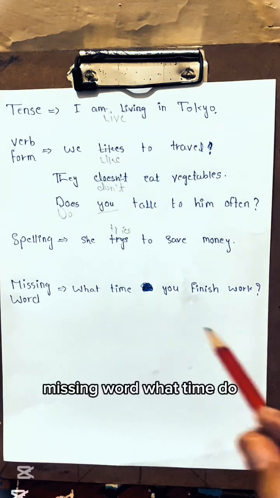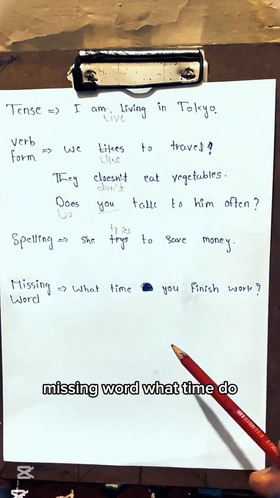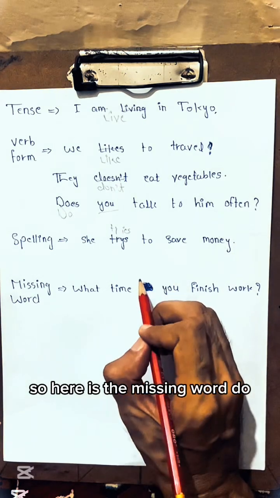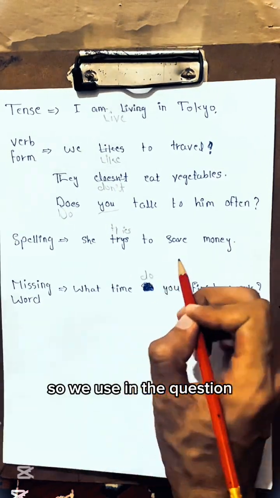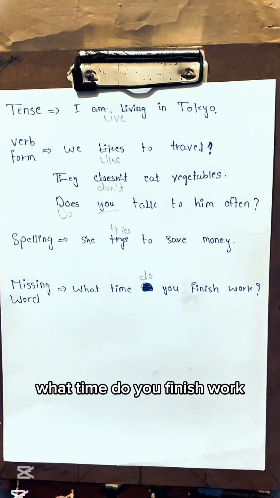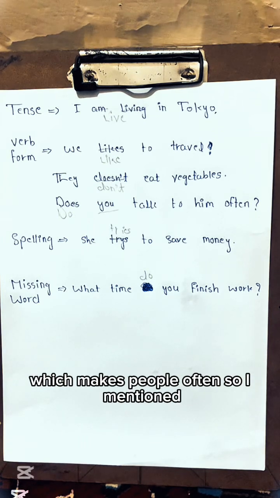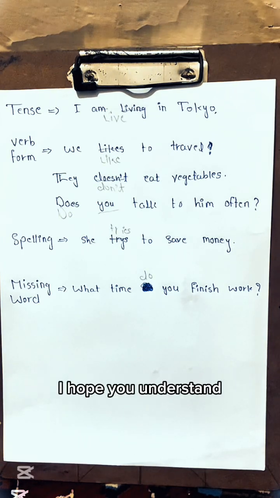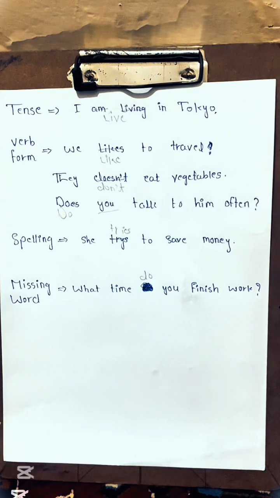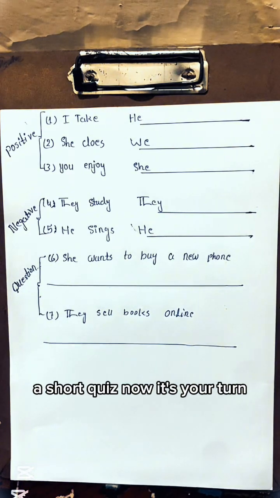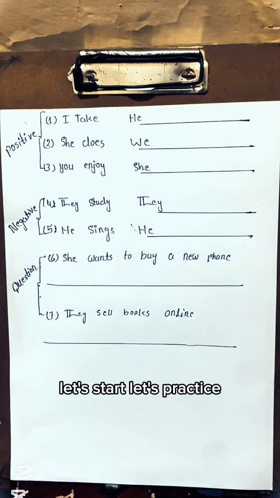Okay? Missing word. What time you finish work? Here the missing word is do. So we use in the question, what time do you finish work? So these were some common mistakes which people often make, so I mentioned them. I hope you understand. So students, now it's your turn. It is a short quiz. Let's start.